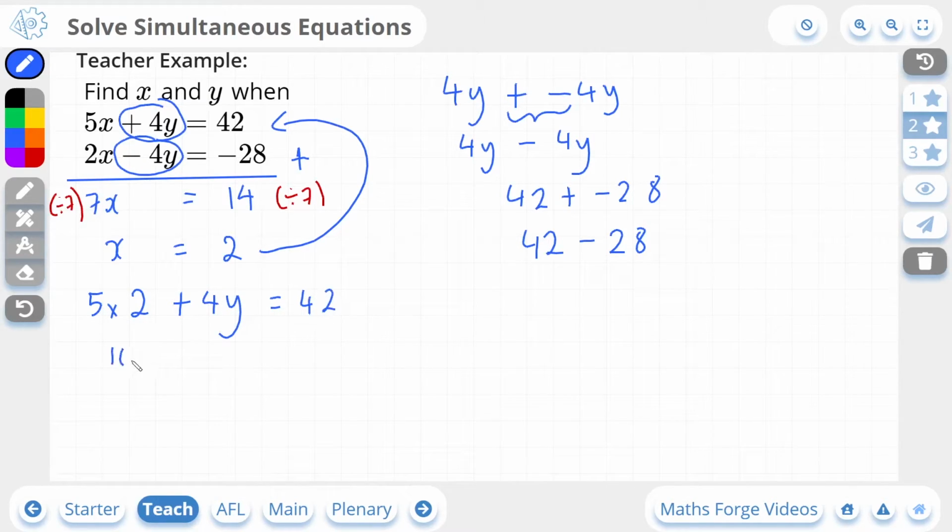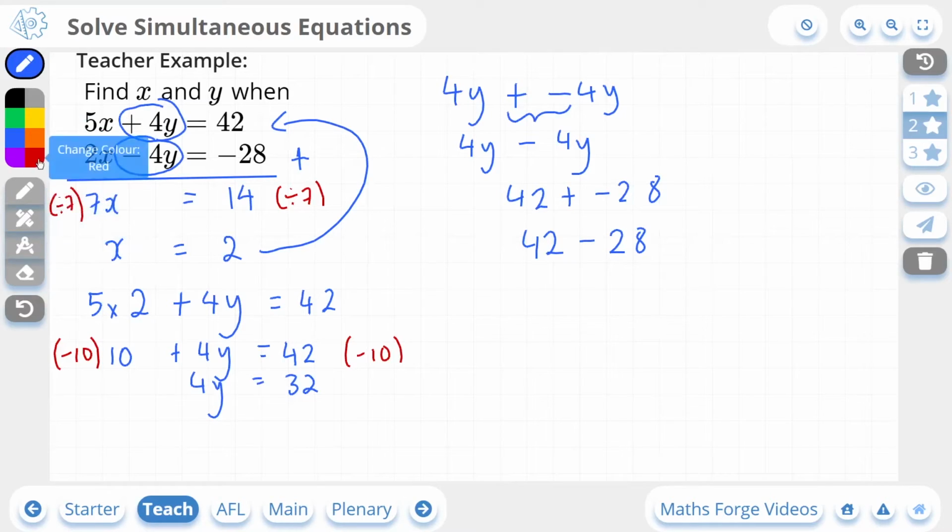If we simplify this, we get 10 plus 4y is equal to 42. This now becomes a two-step equation that we can solve. So the first thing I'm going to do is get rid of this 10, and I'm going to subtract 10 from both sides. This is going to leave us with 4y is equal to 32. Now I have to get rid of this times 4 on the y, and I'm going to do that by dividing by 4 on both sides. This now gives us y is equal to 8.